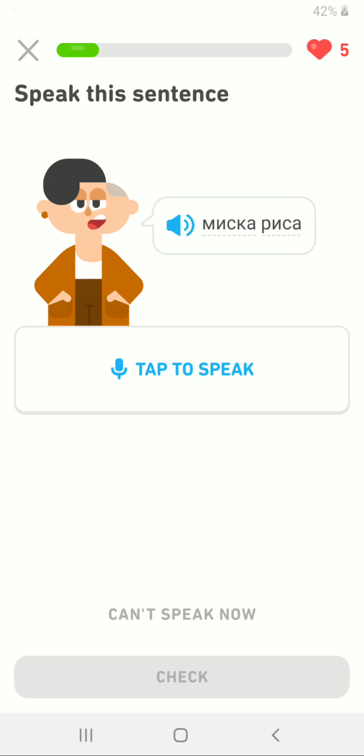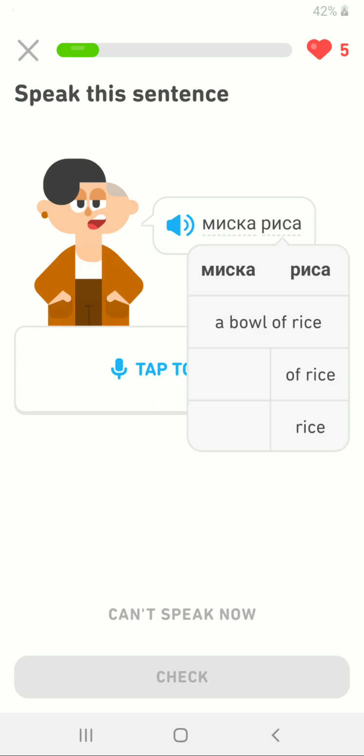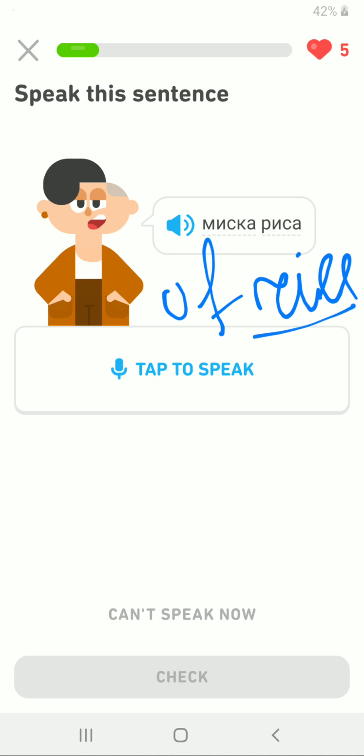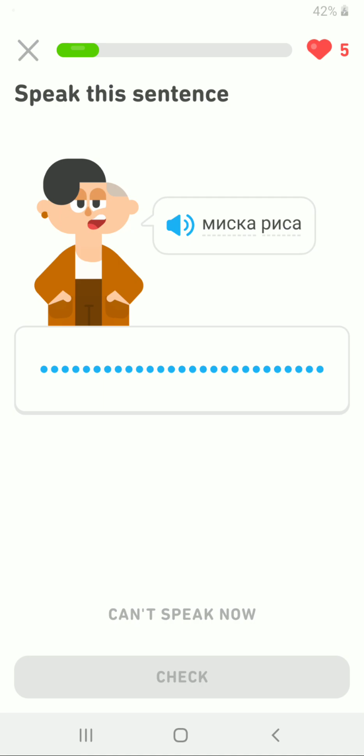So, миска риса. We heard the word. What is миска? Миска is just a bowl. And риса is rice, but not in the nominative, but instead риса, the genitive, because we are saying a bowl of rice. So, of rice. So, a bowl of rice. That's why. Okay. Миска риса.